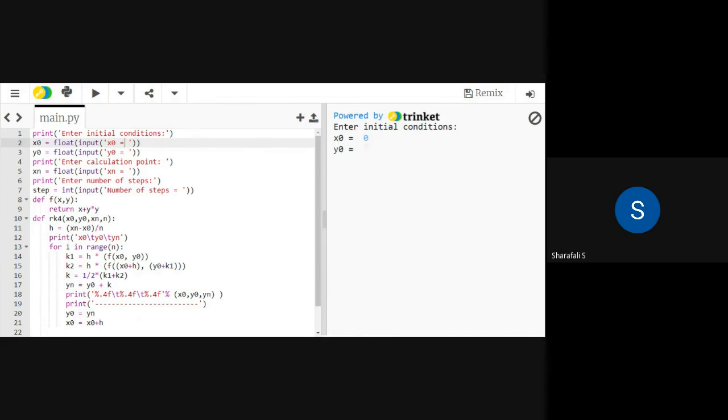Then it will ask me what is the y0 value, the initial condition for y, which I have to provide as 1. Then it will ask to enter the calculation point, the point at which we have to calculate the y value. That is 0.2, which is what we did in the example. Then the number of steps.